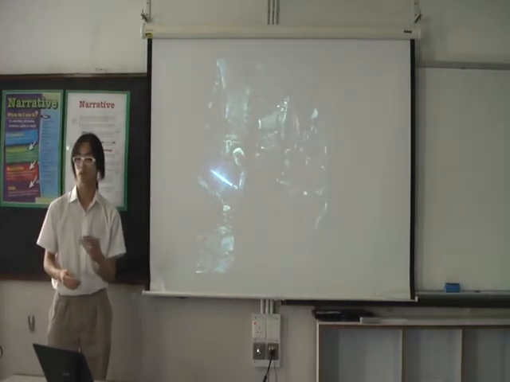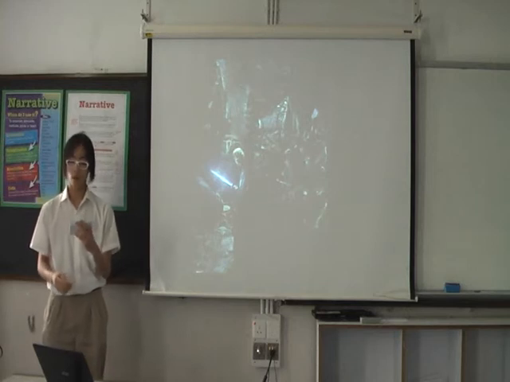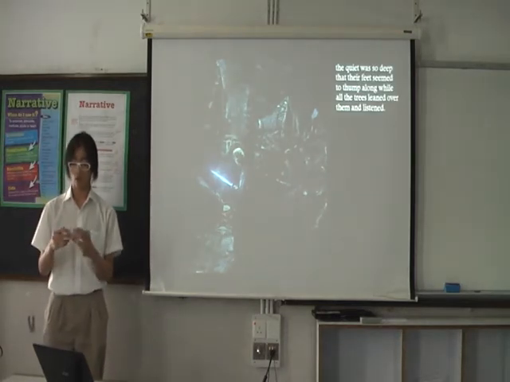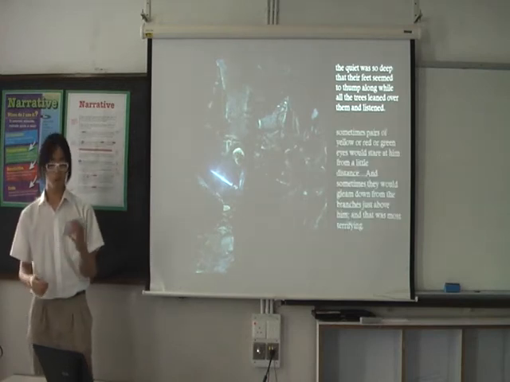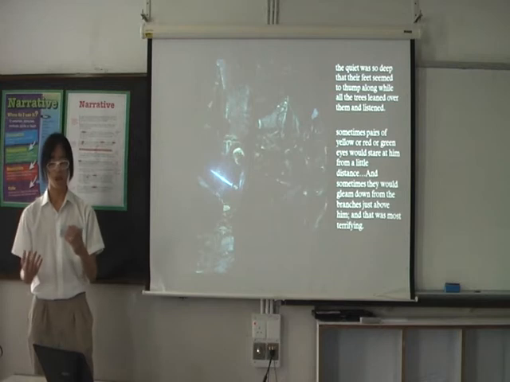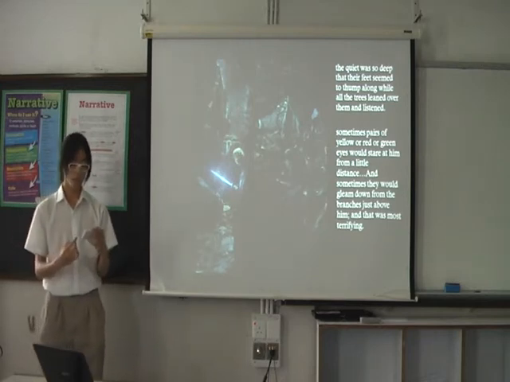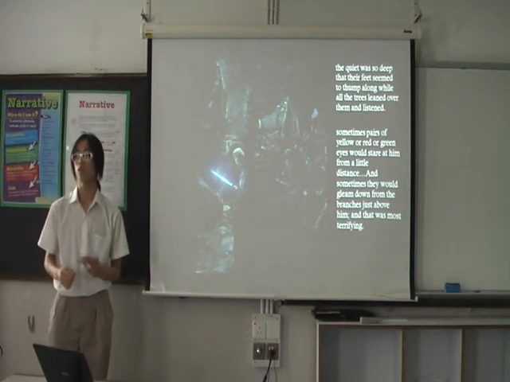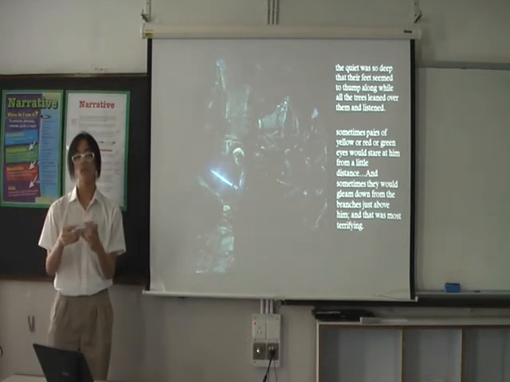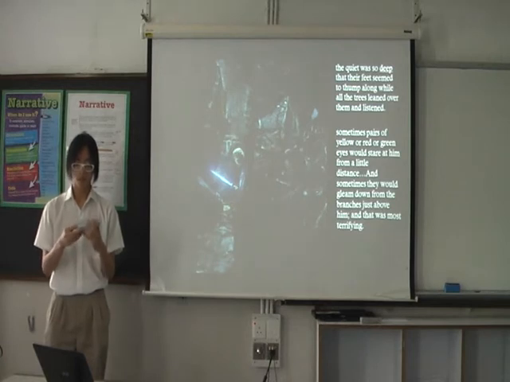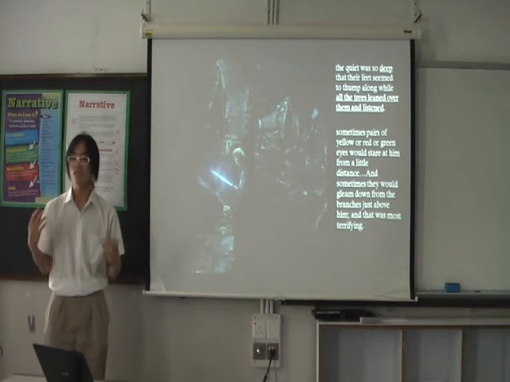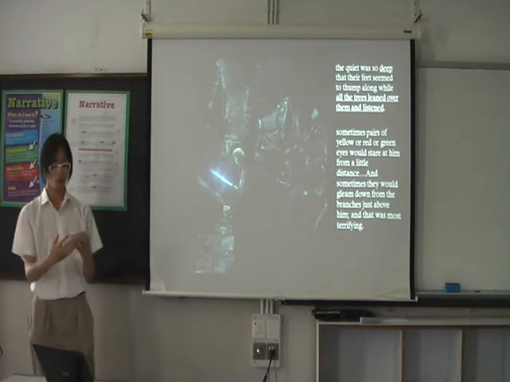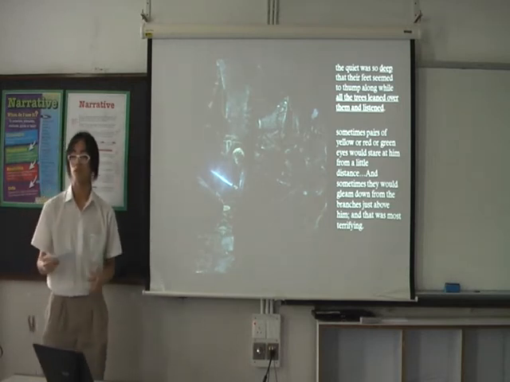Mirkwood bears similar characteristics. In there, "the quiet was so deep that their feet seemed to thump along, while all the trees leaned over them and listened." Additionally, sometimes pairs of yellow or red or green eyes would stare at Bilbo from a little distance, and sometimes they would gleam down from the branches just above him, "and that was most terrifying." The description of quiet as deep emphasizes its oppressiveness, and the personification of the trees as eavesdropping, as well as the fact that they lean over the party, creates a sense of being watched, of insecurity.